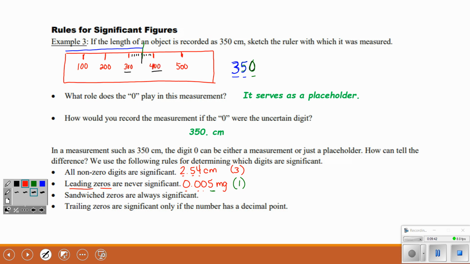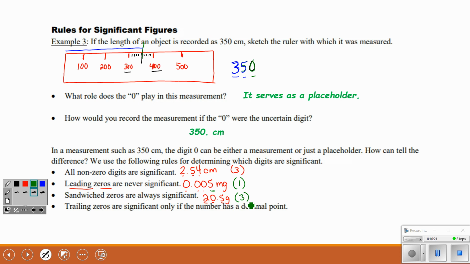All right, when we are making a reading and we have sandwiched zeros, let's say that we have 20.5 grams. When we are looking at the 0, we know that if this is setting at 20.5, that 0 had to be a definite number. It had to be a marked number on a measurement device. So therefore, the sandwiched 0 counts, so this has 3 significant figures.